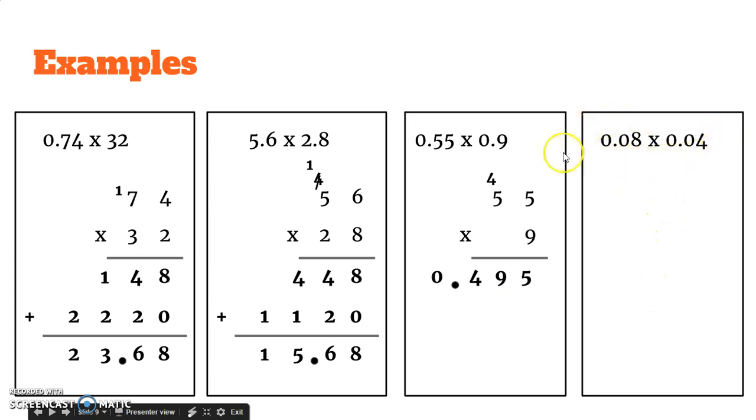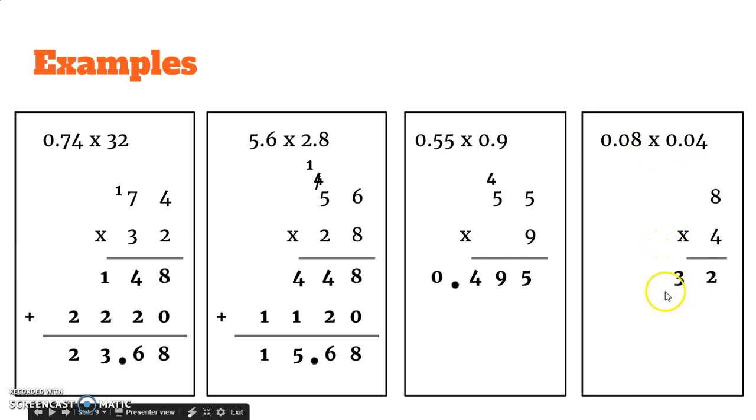In this problem here, the only numbers that I have to worry about multiplying are 8 and 4. These zeros in front aren't going to do any good for me. 8 times 4 is 32. That's the easy part. Now I look at my problem. I've got 4 numbers that are behind the decimal point in my whole problem. 1, 2, 3, 4. I need 4 numbers behind the decimal point in my answer.